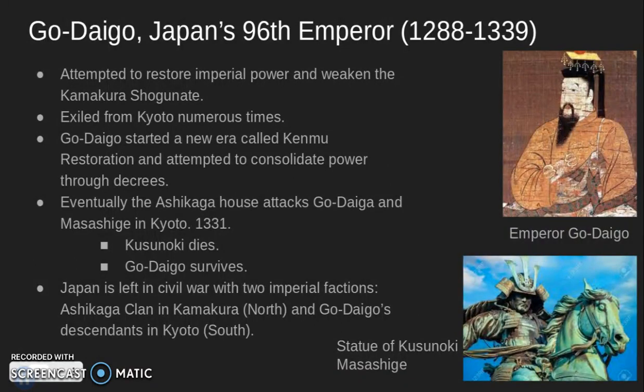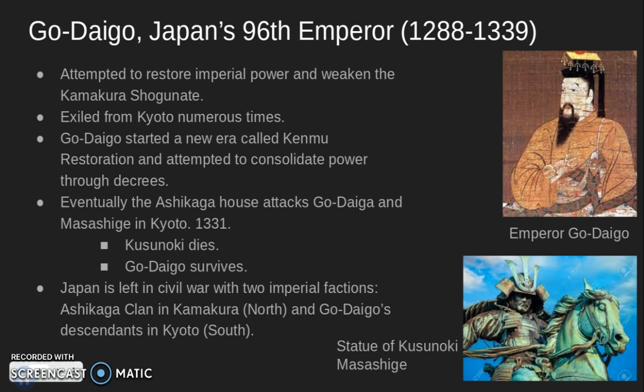So now we go into Go Daigo, who was Japan's 96th emperor from 1288 to 1339. He attempted to restore imperial power and weaken the Kamakura shogunate. Basically, the emperors really didn't possess the power, it was the shoguns, and he wanted to revert that and put the power back in the emperor's hands. He was exiled from Kyoto a bunch of times, only to return and defy the Hojo clan and a man by the name of Ashikaga Takauji, who my classmate will discuss, and Ashikaga's samurai army.